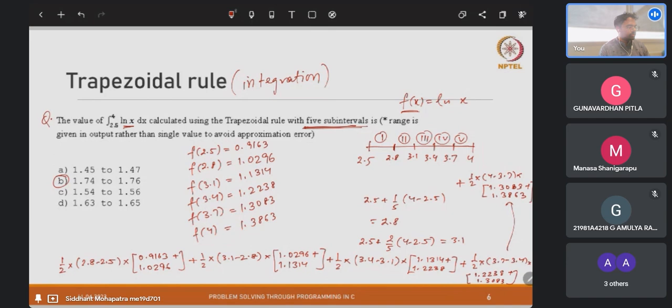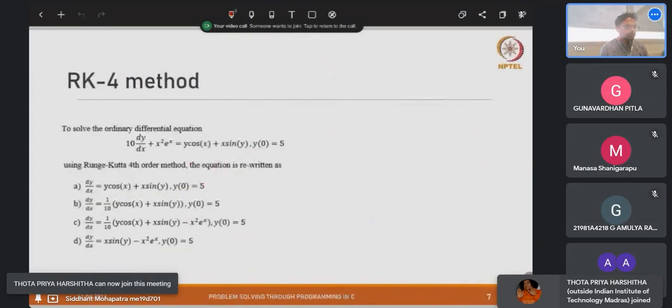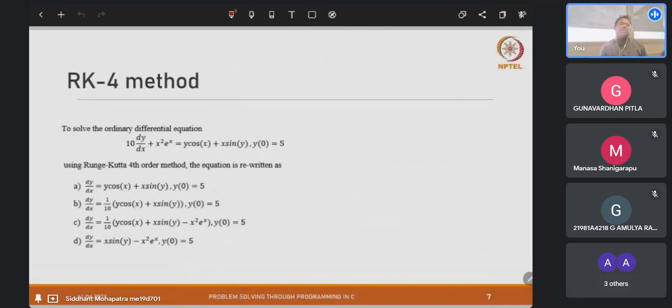Okay, now I hope this is clear, so we'll move on to the next question. It's about the RK4 method. Now we are going towards solving ordinary differential equations. You have this first order ordinary differential equation, 10 into dy by dx plus x square e to the power x equals y into cos x plus x into sin y, with the initial condition x equal to 0 and y at x equal to 0 is 5.